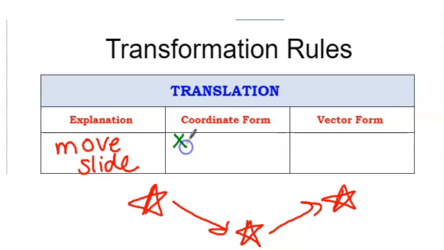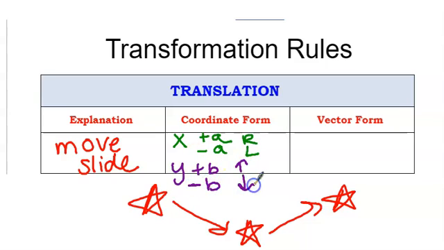Coordinate form. So x plus a would mean I'm going to the right. X minus a means I'm going to the left. If I have y plus b, that means I'm going up. And if I had y minus b, I'm going down. The same in vector form. So if you had vector form, the first number is going to tell me if I go left or right, and then the second number is going to tell me whether I go up or down.